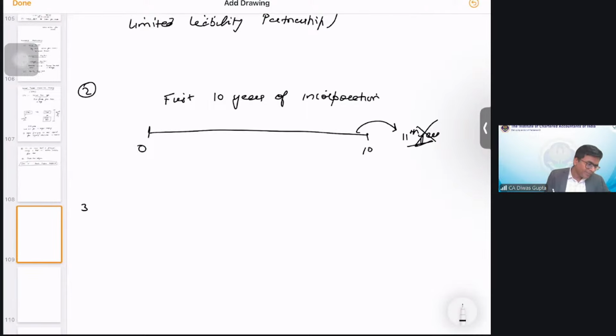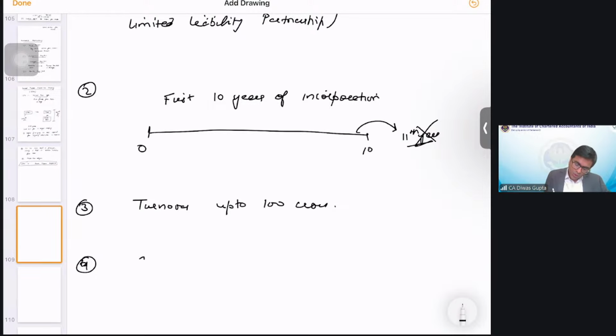Third, turnover up to 100 crores. If the turnover crosses 100 crore, then it will not be a startup because it has already become a scalable business. It has already become a big business. So only up to 100 crore should be the turnover for the business to qualify as a startup business.